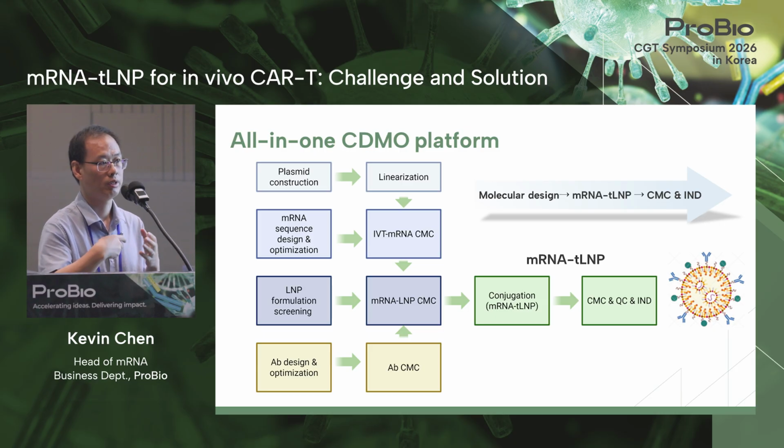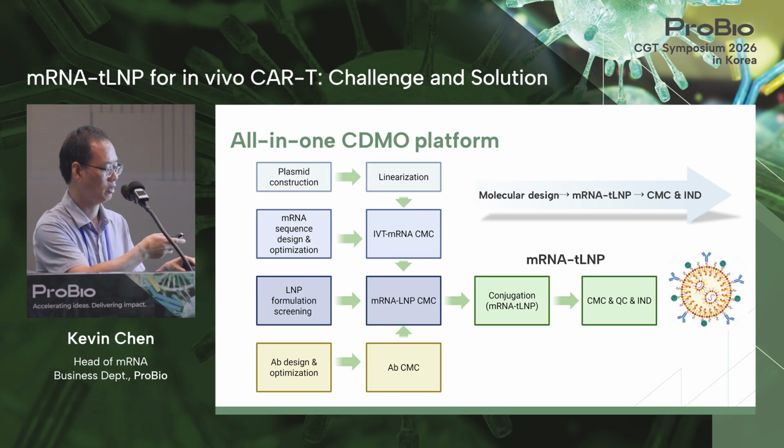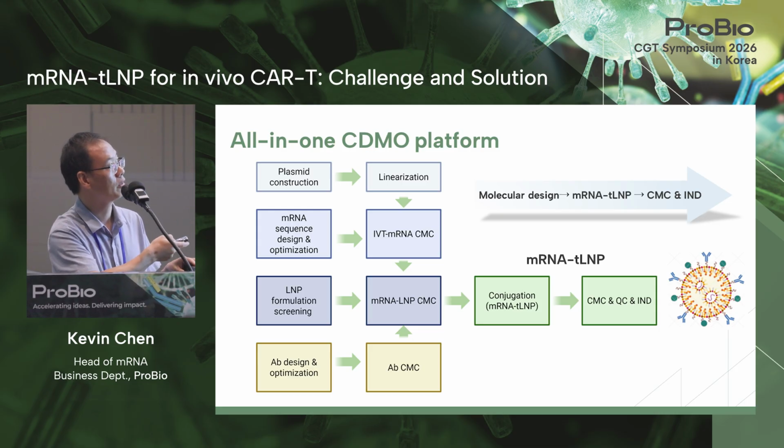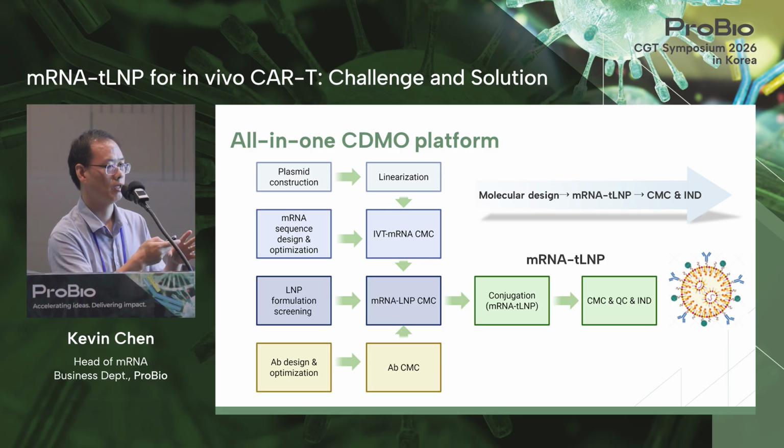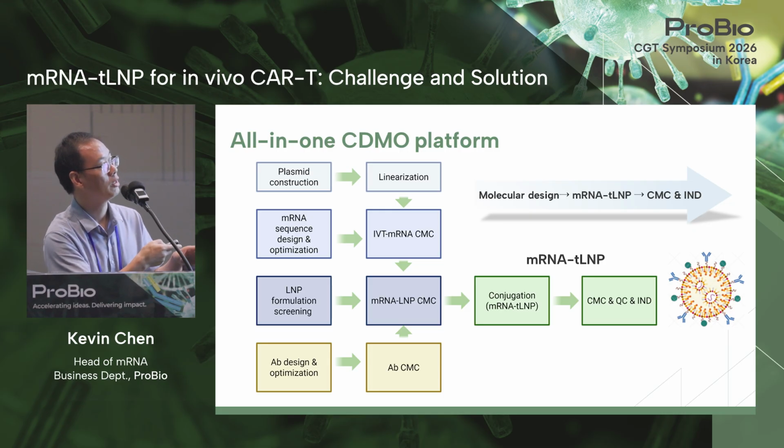After we find the best sequence or a good antibody candidate as the binder, we can move to the next step, like the mRNA CMC steps and also the antibody CMC steps. Together, we can make the mRNA and LNP samples. After we conjugate the antibody to the LNP, we finally have the tLNP samples. Eventually, we will do a bunch of QC tests, and after all these QC tests, it can be delivered to our customers.